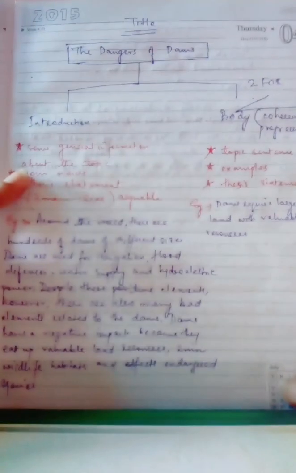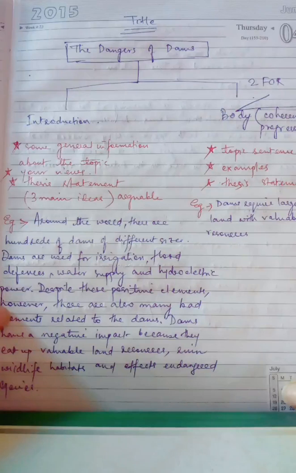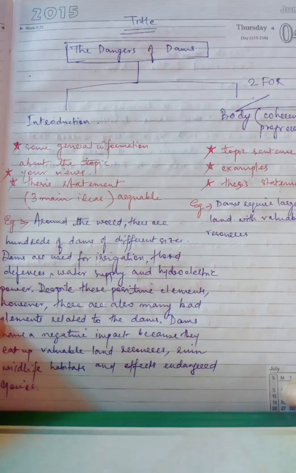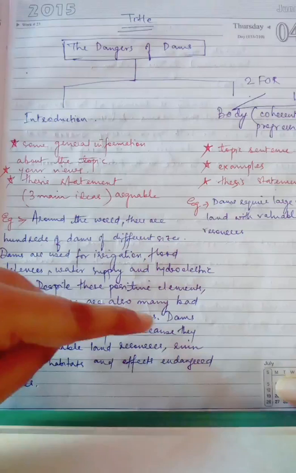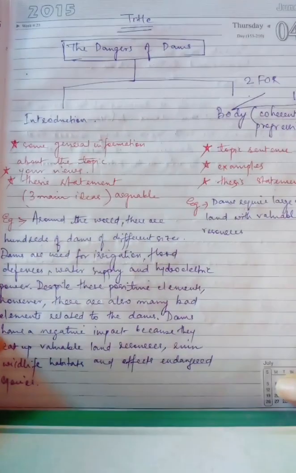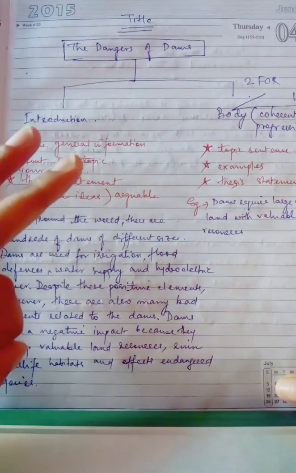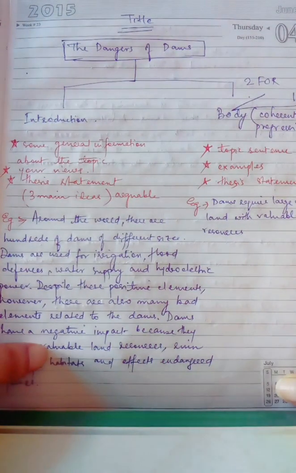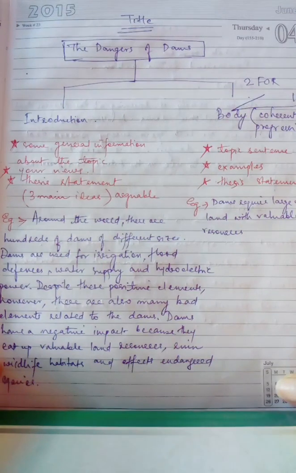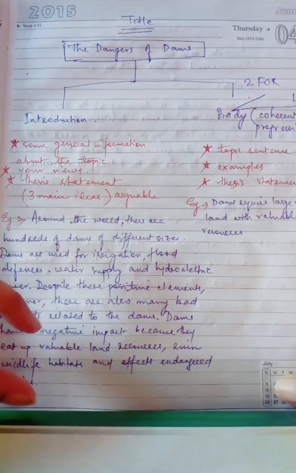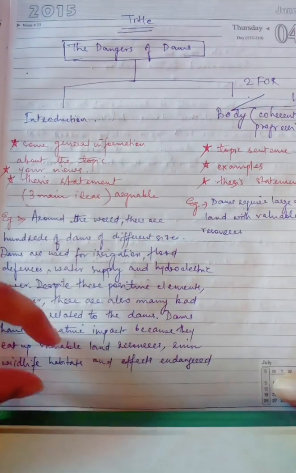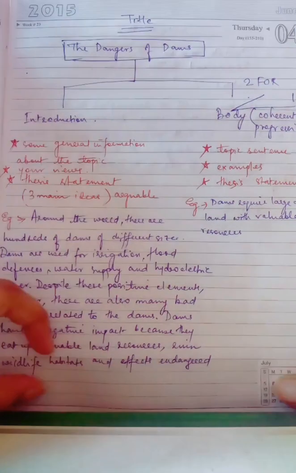Now I'm coming to my views. Despite these positive elements, however, there are also many bad elements related to the dams. There is my view. And what is the thesis statement? Dams have a negative impact because they eat up valuable land resources, ruin wildlife habitats, and affect endangered species. So this is my thesis statement. That is the last part, the last statement of the introduction.